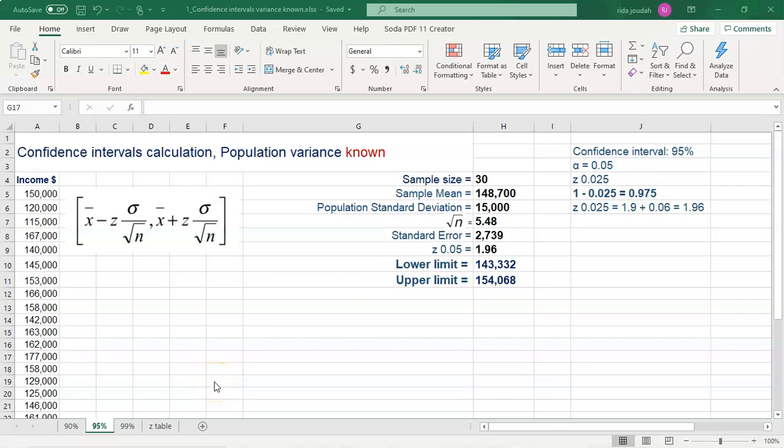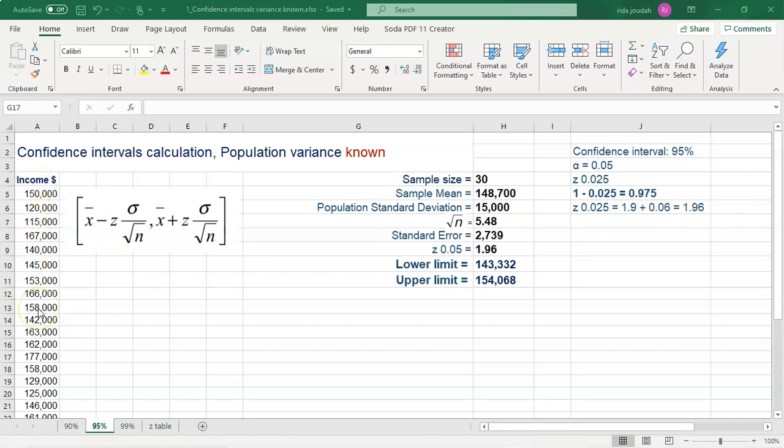Welcome everyone. This is the Excel file that has the 30 observations for the income of 30 clinics. And we are going to calculate the confidence interval in this file. And this file is attached with this tutorial. First, this is the formula that we need to calculate the confidence interval. And here is our data.